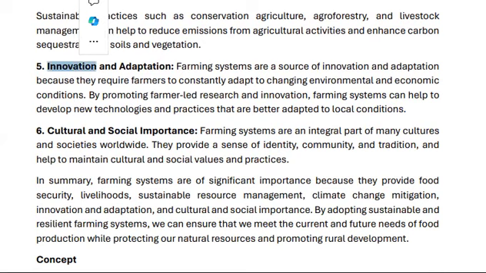Then another importance of putting up a farming system is innovation and adaptation. Innovation, mga pagbabago, mga new methods, new ideas, and adaptation. Pag-adapt ng mga makabagong teknolohiya sa pagsasaka.